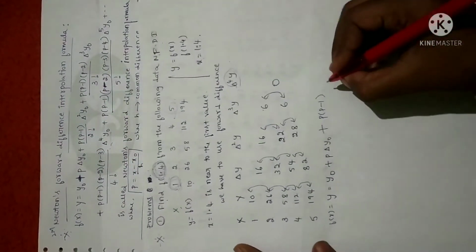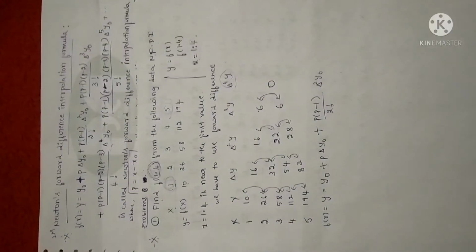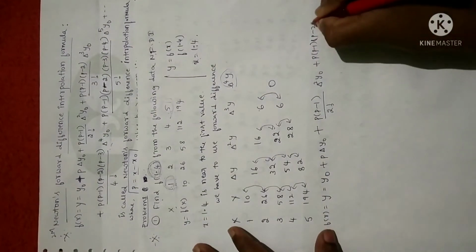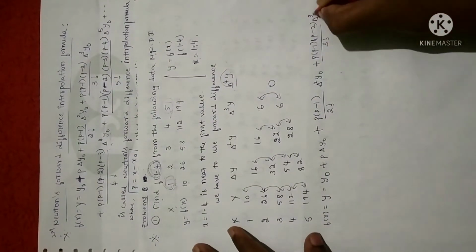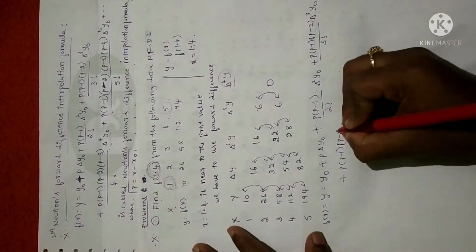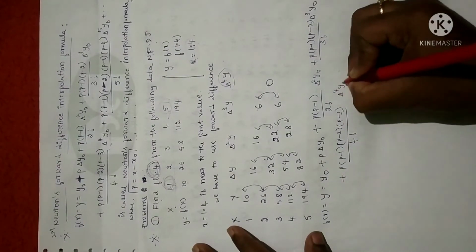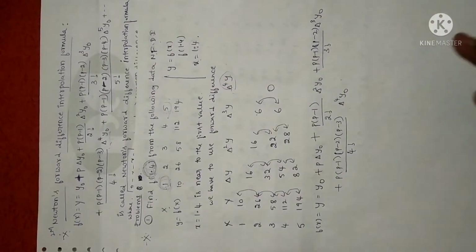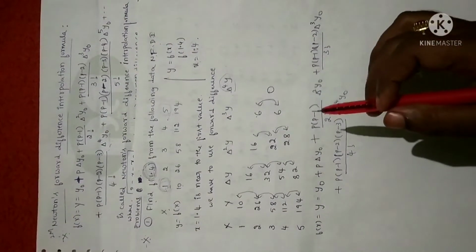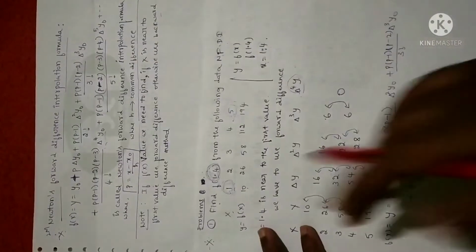P into p minus 1 divided by 2 factorial into delta square y naught, plus p into p minus 1 into p minus 2 divided by 3 factorial into delta cube y naught, plus p into p minus 1 into p minus 2 into p minus 3 divided by 4 factorial into delta power 4 of y naught. Because 5 terms are given, I have used the first 5 terms of the formula. Once you have written this, I have mentioned the formula for p also.